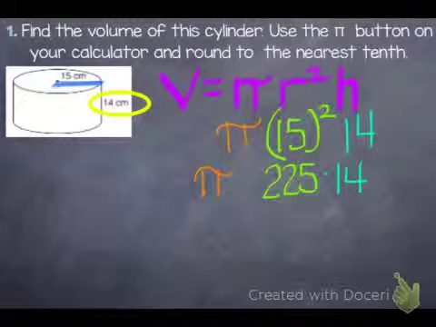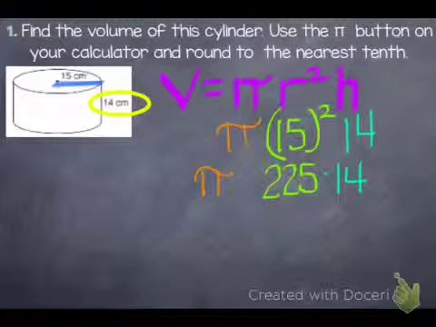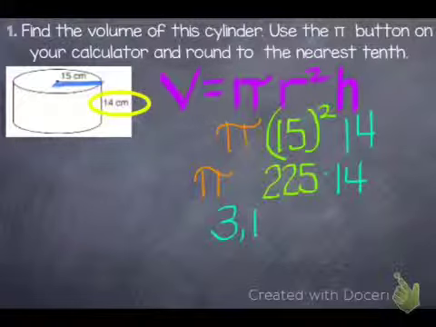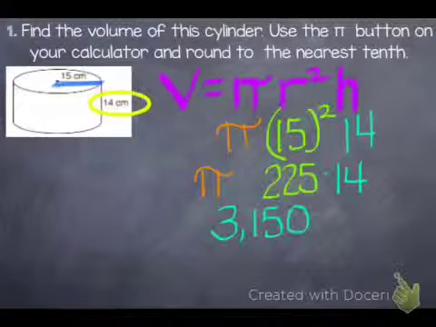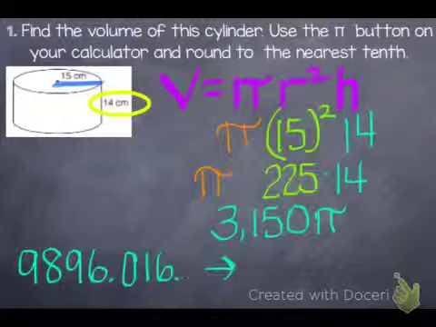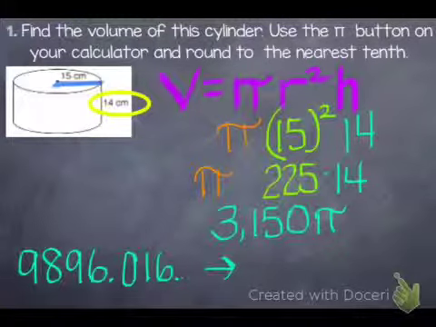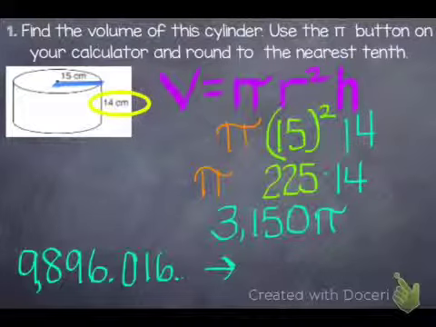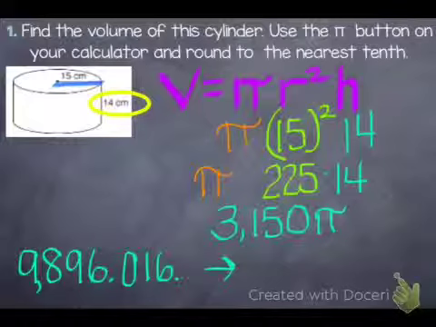So I'm going to do 225 times 14 now, which gives me a total of 3,150 times pi. So now I'm going to use my calculator, and I'm going to use the pi button, and then we'll round to the nearest tenth. After putting that in the calculator, I get a big, ugly decimal, and it starts out like this: 9,896.016 and so on. So again, I'll continue to help you guys round just to make sure we know how to do it.